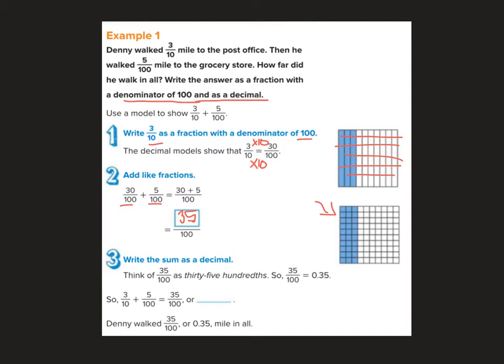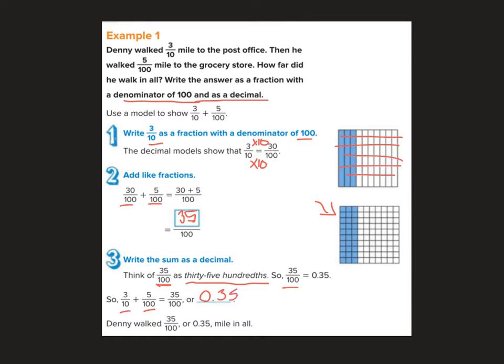Okay, so if I look at the fraction 35/100ths, I know I can also write it as 0.35, or 0 and 35/100ths. So 3/10 plus 5/100ths equals 35/100ths, or 0 and 35/100ths.